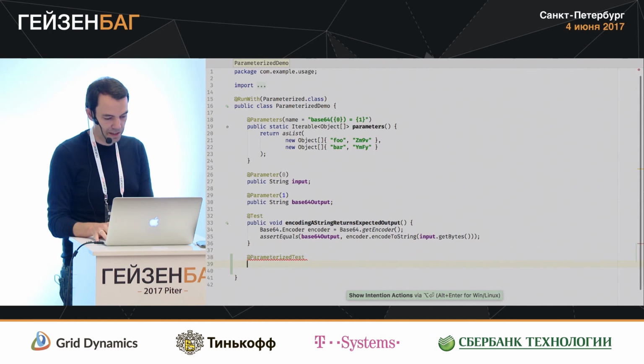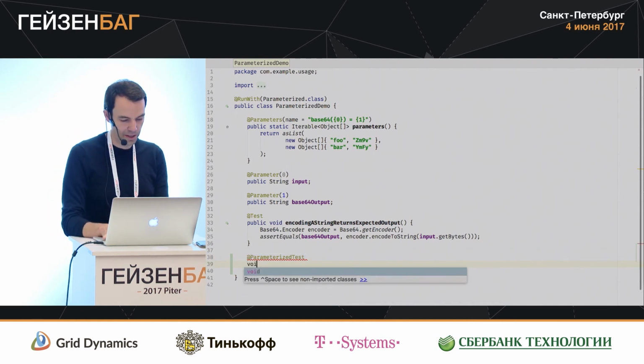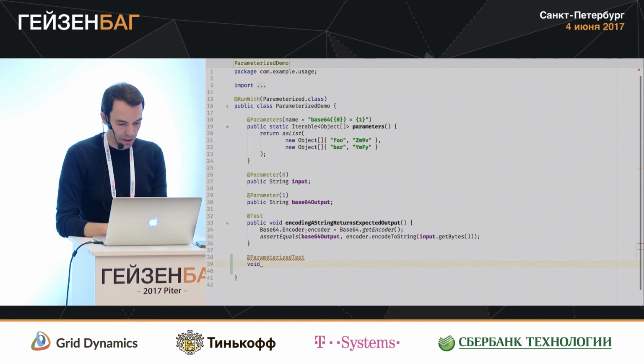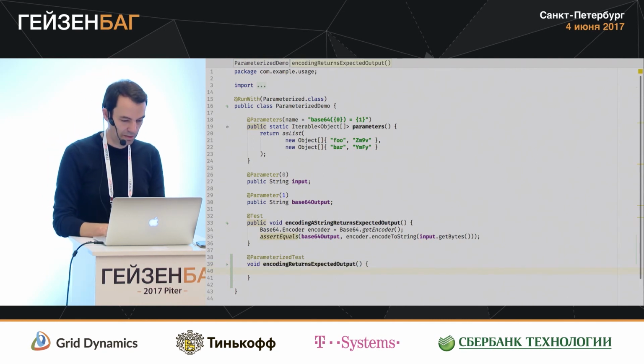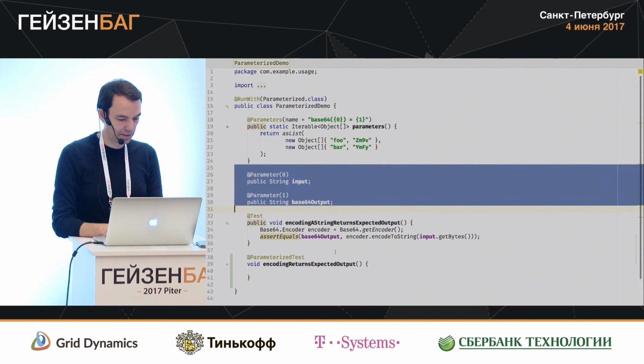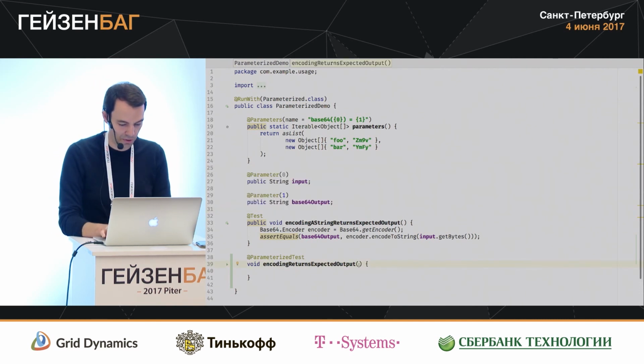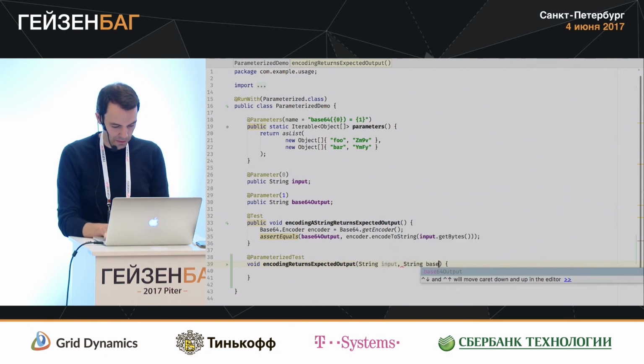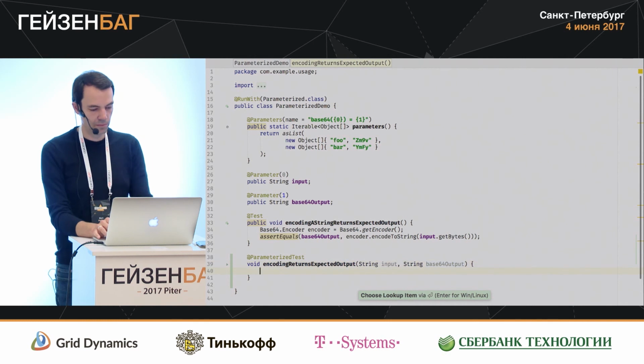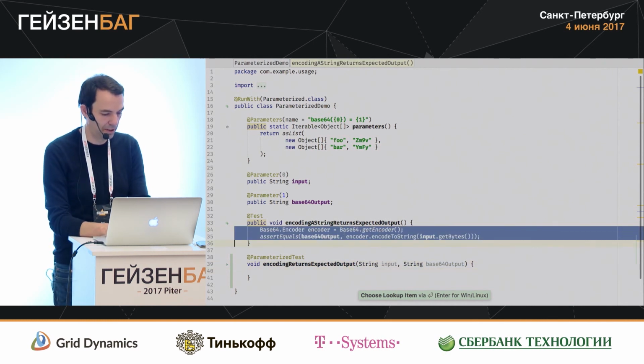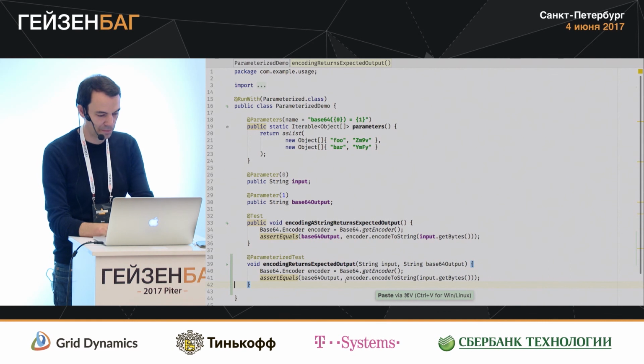Okay, now I can actually find it and just write this like a regular test. All right. So instead of using fields, we now use just method parameters. So we can just say, okay, string input, string base 64 output. All right. And you can basically write your method body the same way as before.